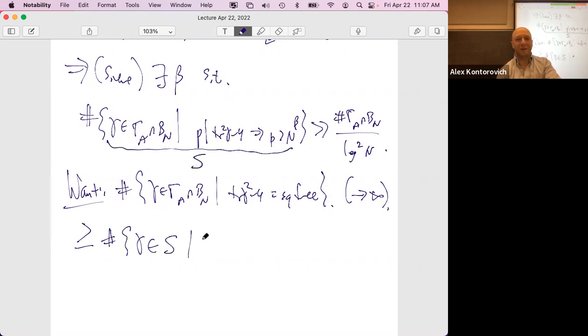The set S for which trace squared minus 4 is square root. Okay, so I'll drop a whole lot. I'll drop all but this 1 over log squared n of the elements that I could possibly have. And I restrict myself just to those elements for which trace squared minus 4 is almost prime. Now I know that I have a lot of these, so I'm not losing.